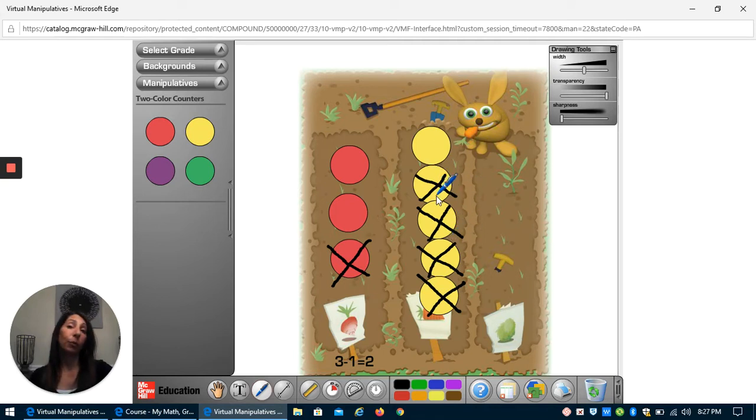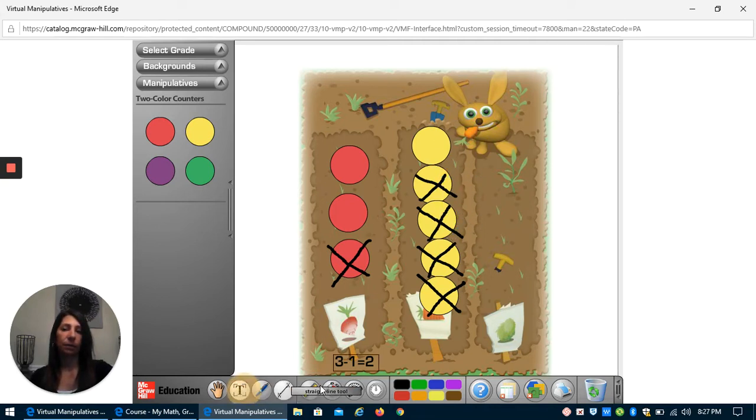So we started with 5 carrots. I'm going to put that at the bottom here. We took away 4. How many does he have left? Good job. 1. So 5 take away 4 equals 1, or we could say 5 minus 4 equals 1.